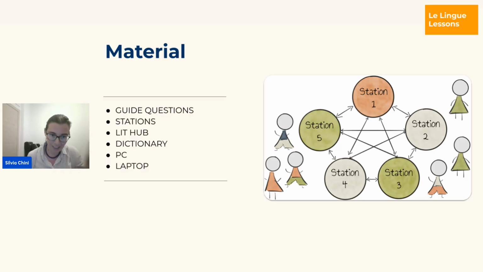Of course, you need stations, as I explained before. In this case, you need LeetUp because some of the stations are organized with material taken from the new LeetUp. In this case, you need a dictionary, a computer, or a laptop, or I know it's not possible anymore, but if you have permission, you can ask them to use their mobile phones, okay?